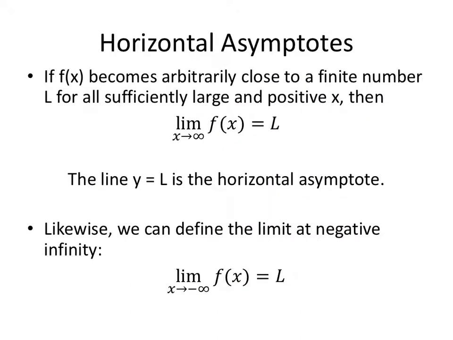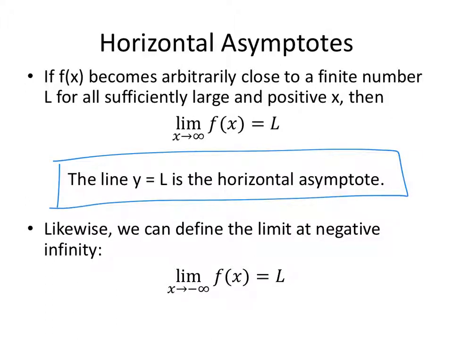So remember, these limits are talking about what's happening at our end behavior. So these are what we call horizontal asymptotes. We talked about vertical asymptotes in our last section. Now we're talking about horizontal asymptotes. So it's saying if the function value, the y value, is becoming closer and closer to a finite number L for all those sufficiently large and positive x values, then the limit as x approaches positive infinity is going to equal L. And that line y equals L is our horizontal asymptote.